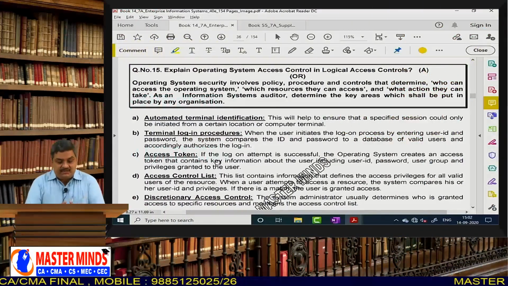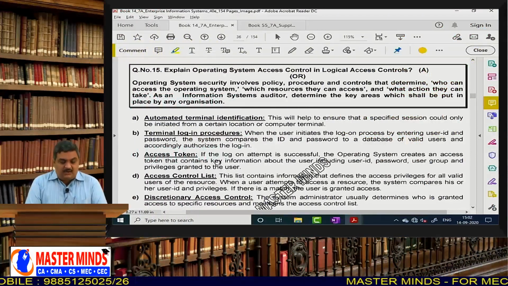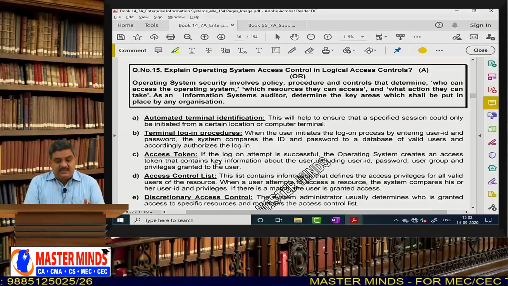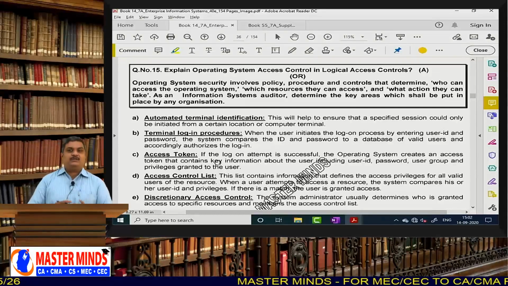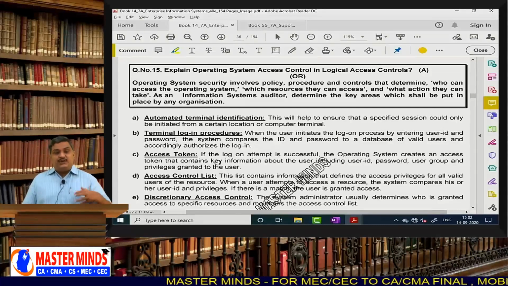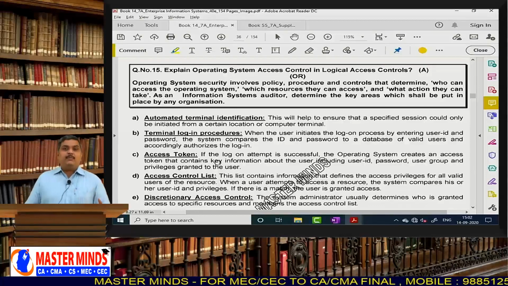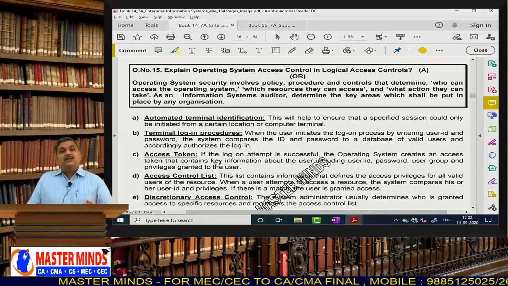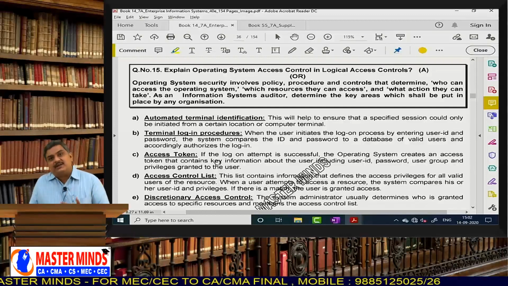In the previous session, we have seen network access controls in logical access controls. And now in this session, we will see the operating system access controls in logical access controls. That means, in order to restrict the user from accessing your system, you have to have network controls, user access controls, and operating system controls.